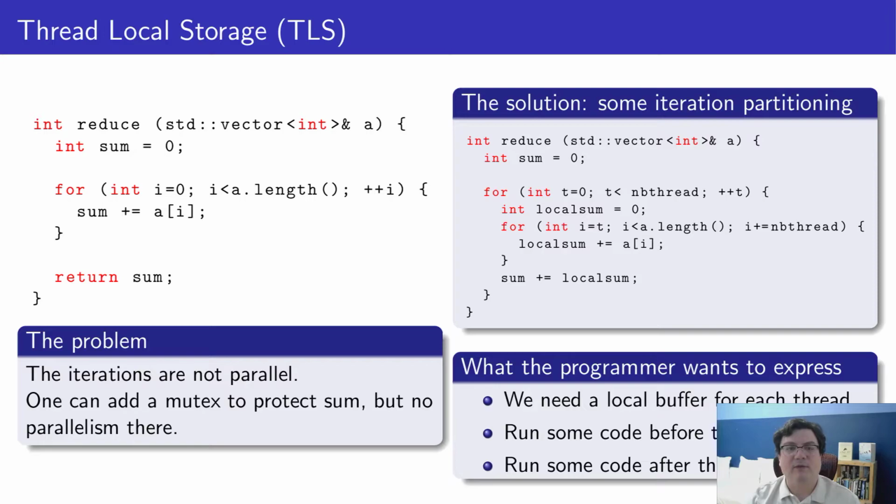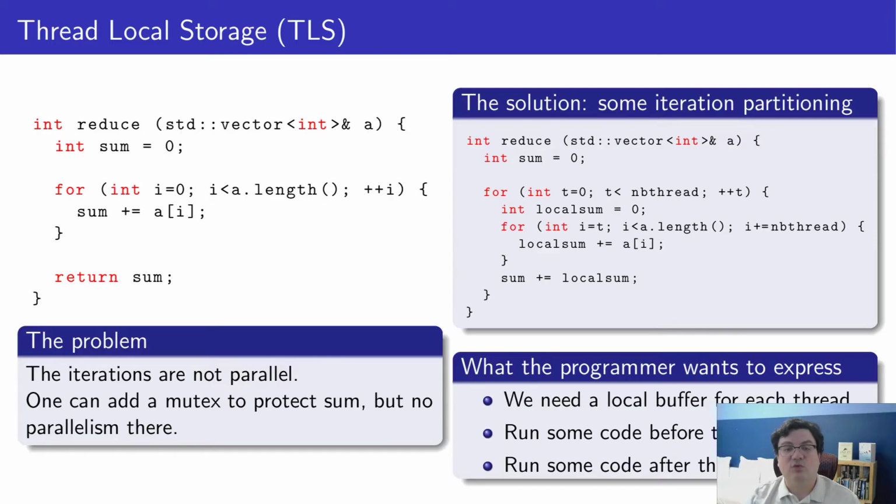By mapping one thread to each partition, we would only need to take the mutex once per thread at the end, rather than once per iteration. Note that while the code is written with a particular partitioning here, the precise mapping of iterations to threads is not algorithmically important. What the programmer wants to express is that each thread will need a dedicated buffer. It is usually called thread local storage.